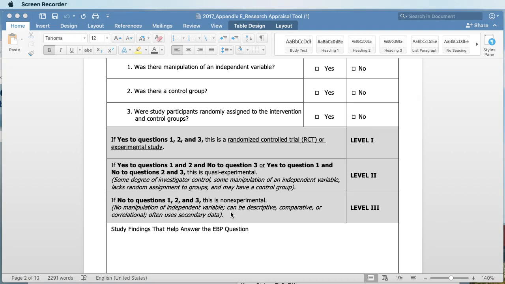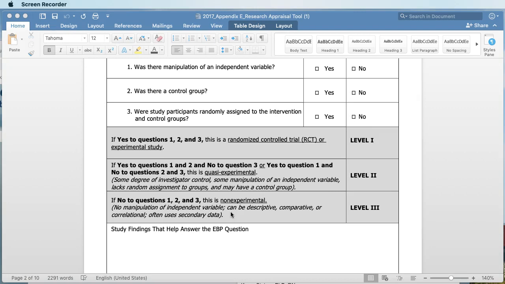I have 50 new nurses, and I randomly assign 25 to one group as the control, so they just get the usual orientation, and 25 to the other group. They're going to get the usual orientation, plus they're going to get this additional coaching. So there's manipulation of the independent variable, there's a control group, and I randomly assign them. That's a level 1 study.